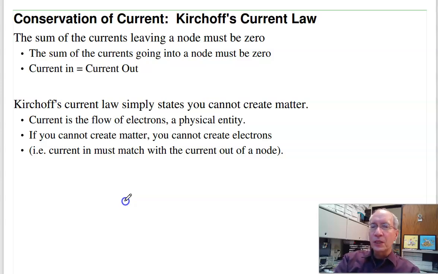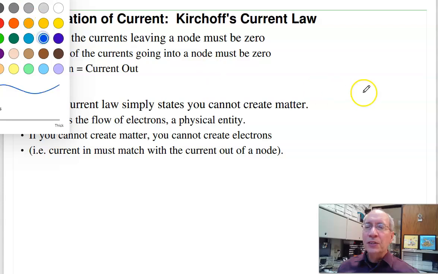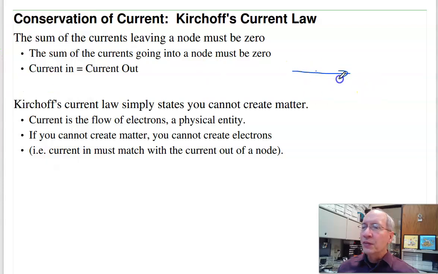The second rule is conservation of current. Conservation of current says current in equals current out. Current is the flow of electrons. If electrons aren't being created or destroyed, if I have 100 amps flowing in and it flows out 3 different ways, all these 3 together must add up to 100. Current in equals current out. That's conservation of current.